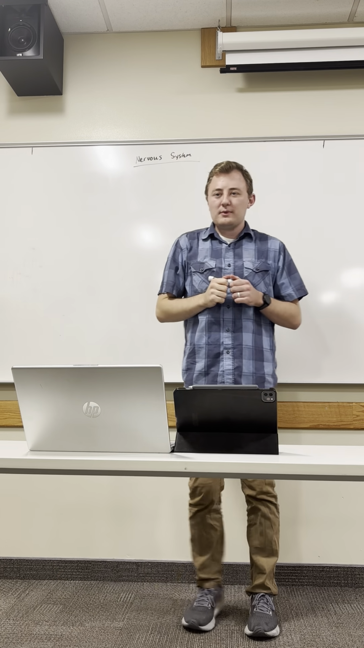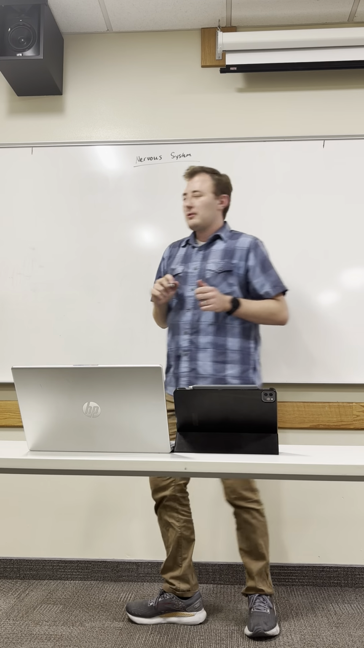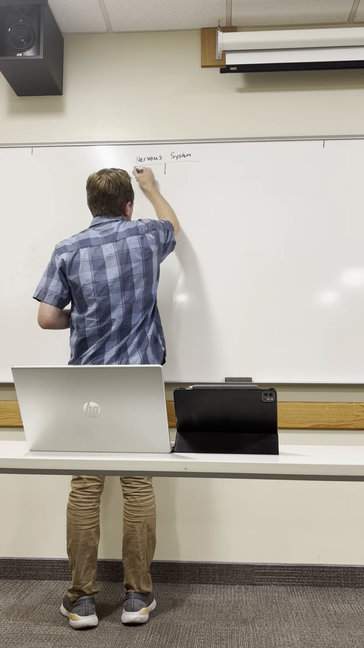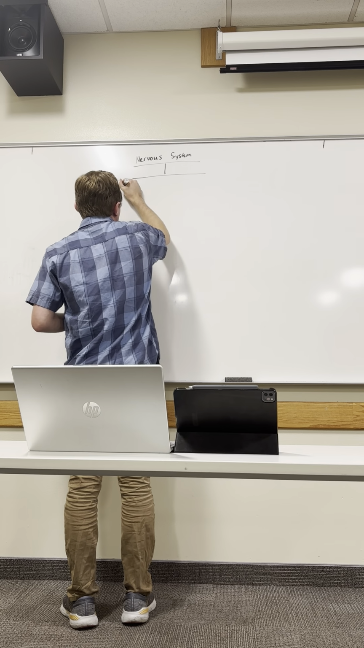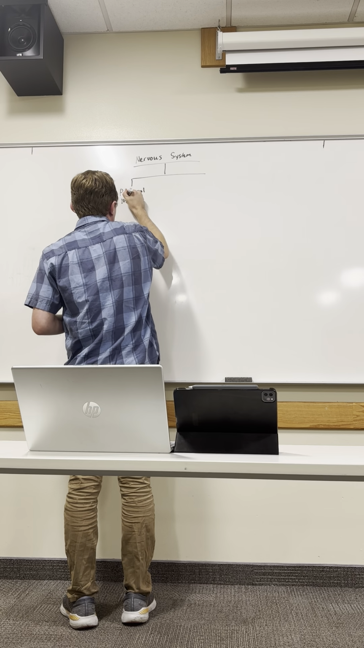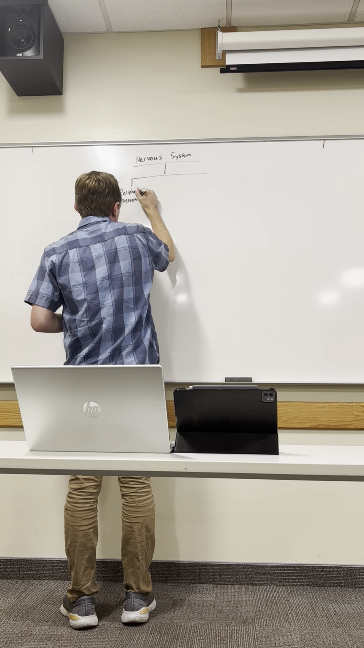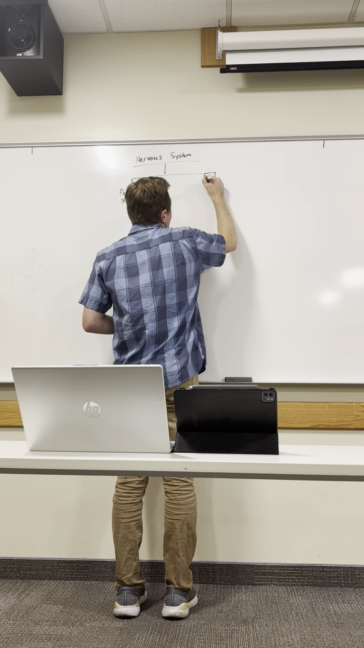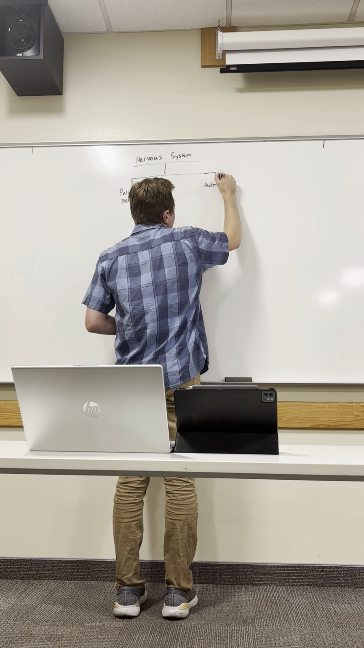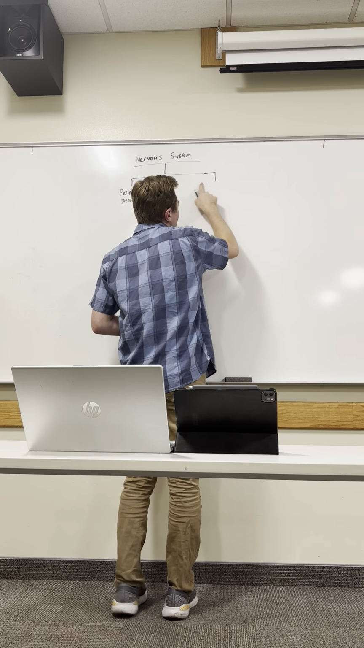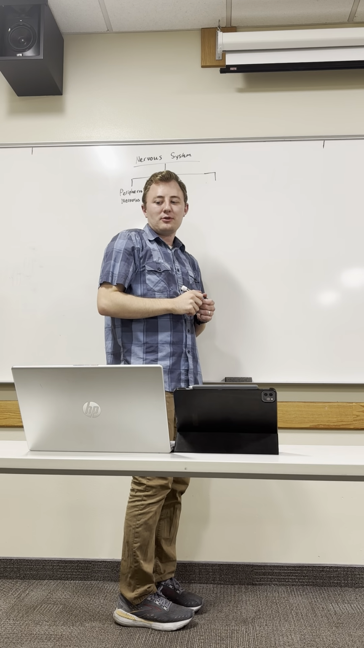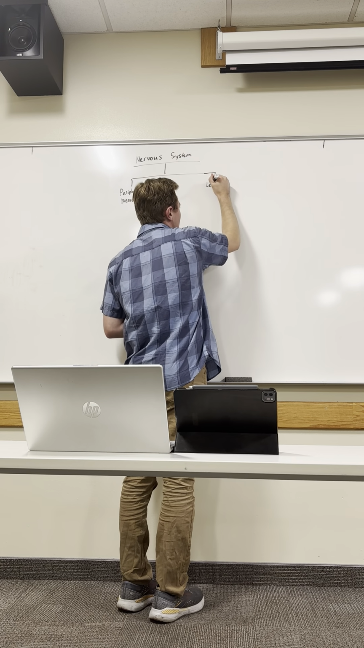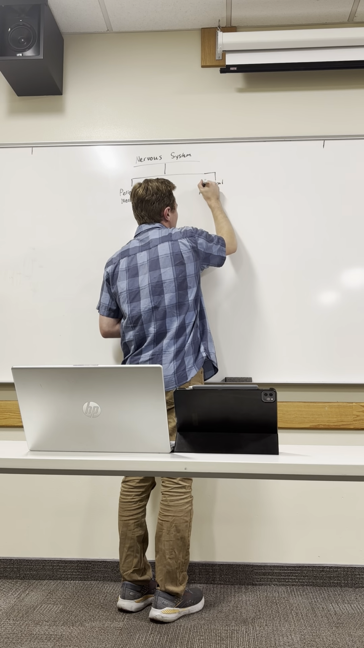The nervous system is divided into a couple of different parts. We have our peripheral nervous system, and we have our autonomic nervous system. Oh, my bad, that's not right. We have our peripheral nervous system and our central nervous system. Jumped the gun a little bit there.